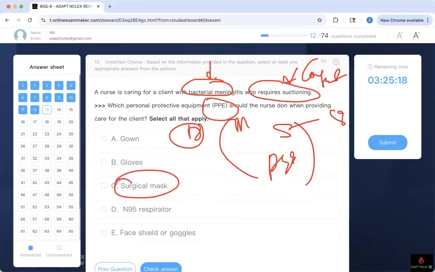What do you need? Contact? I need a gown and the gloves. Do I need an N95 respirator? No. Do I need a face shield and goggles? Ask yourself. Yes, because it's in your face. It spreads into your face when you're suctioning the patient.